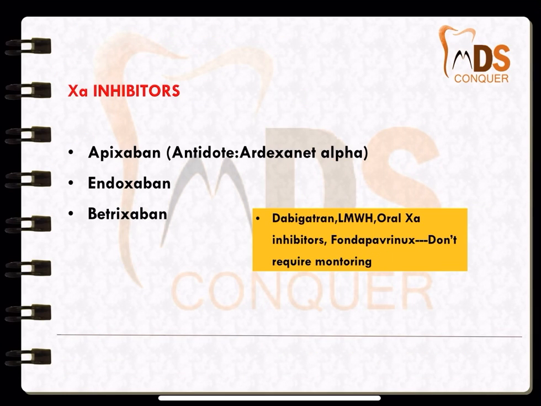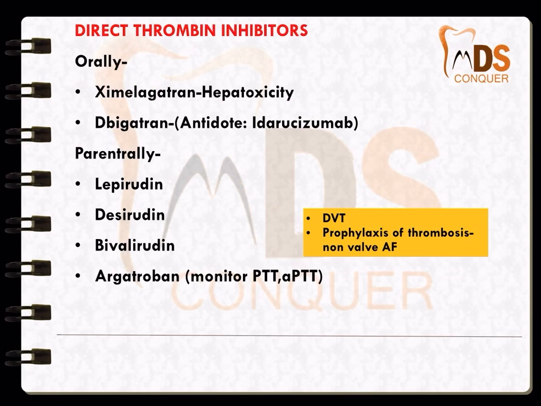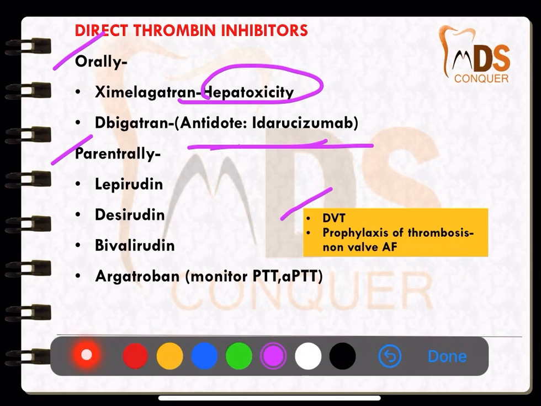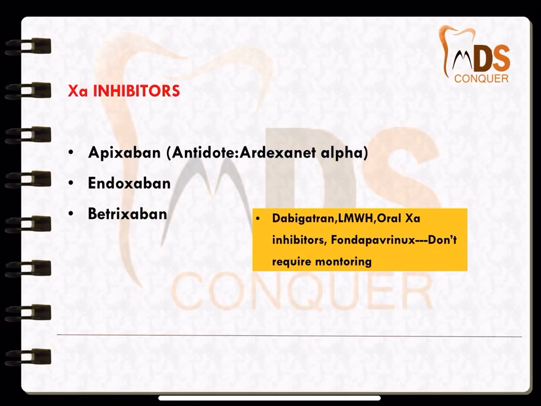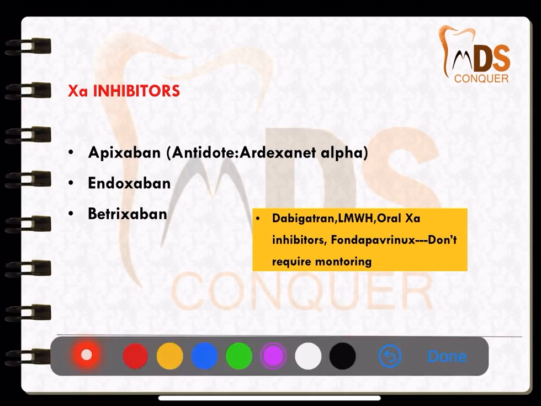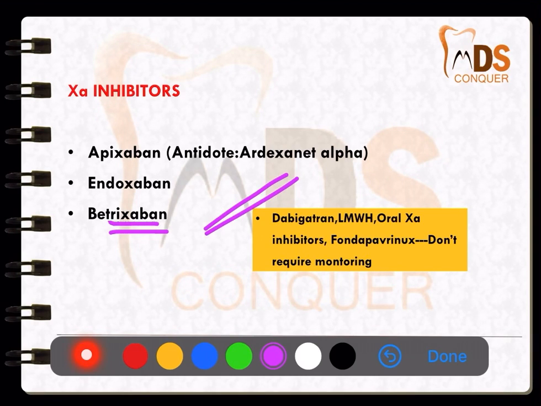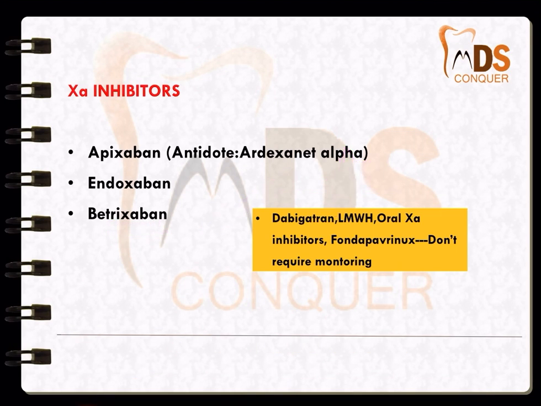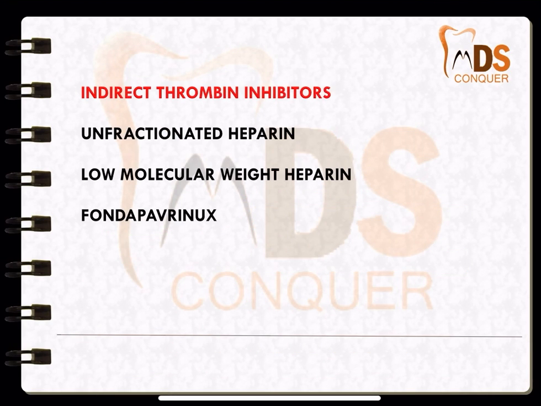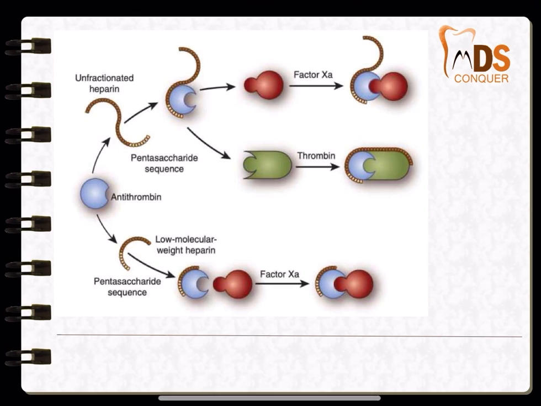Okay, next, 10A inhibitors, and antidotes are again quite important. So if you see, this is the antidote for dabigatran. Okay, next, 10A inhibitors: the name has 10A in it, if you see. Okay, so these drugs do not require monitoring. Okay, so they don't require monitoring. This is an important point. Next, indirect thrombin inhibitors, that is unfractionated heparin, LMWH, ULMWH and fondaparinux.